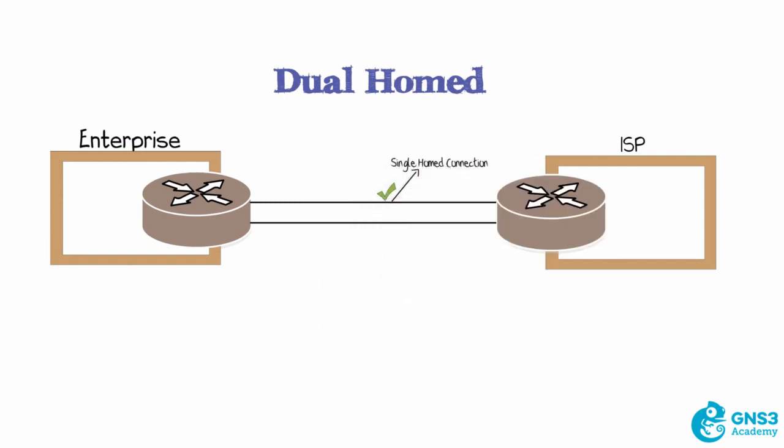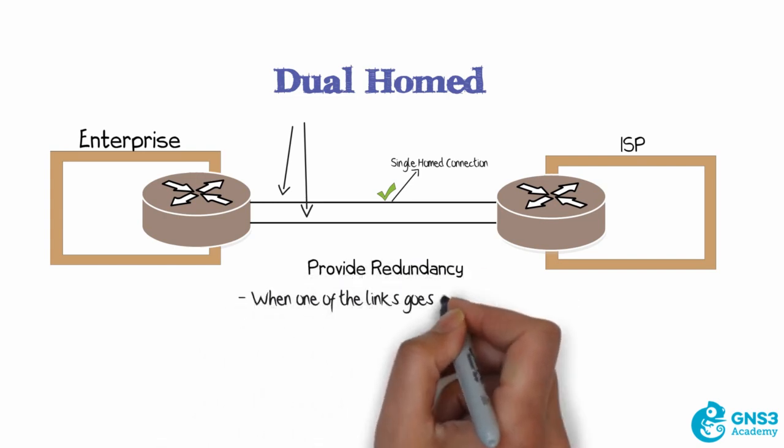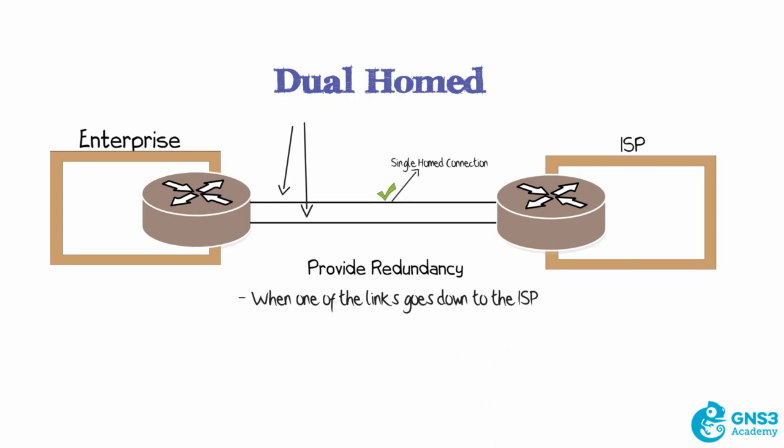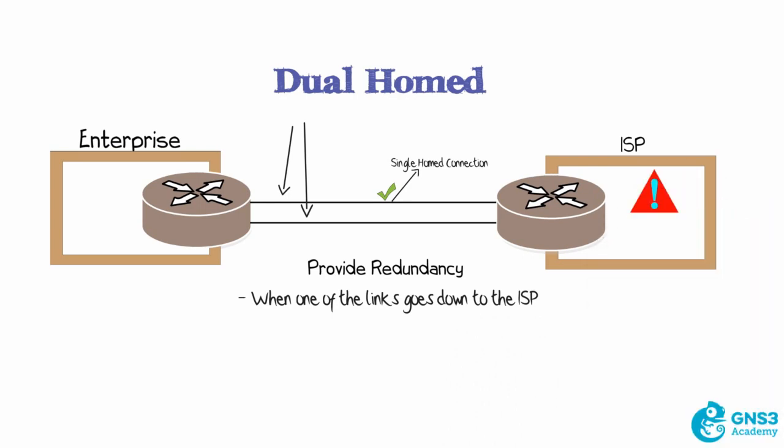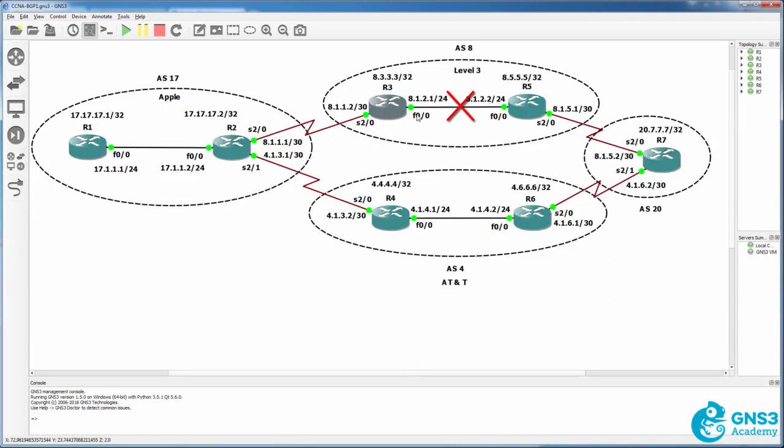Here we've got a dual-homed connection, where the enterprise has 2 connections to a single ISP. That provides redundancy when one of the links goes down to the ISP, but doesn't solve issues when we have a problem in the ISP network. So if we only had a single ISP and there was a problem in the ISP cloud, that would stop the enterprise, in this case Apple, from connecting to sites on the internet behind that ISP.